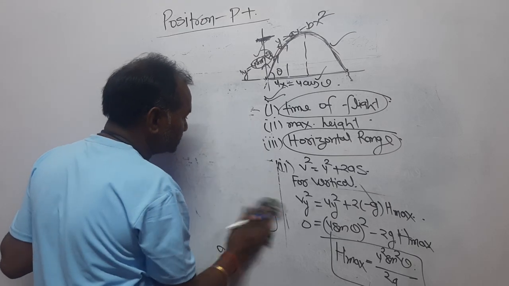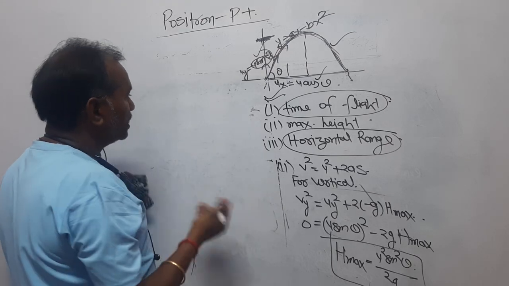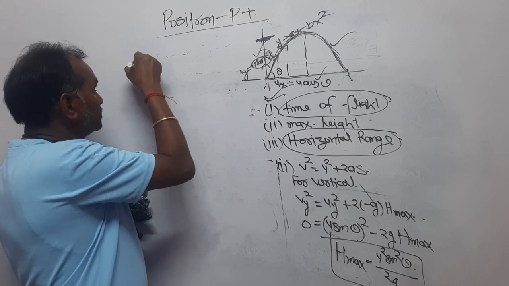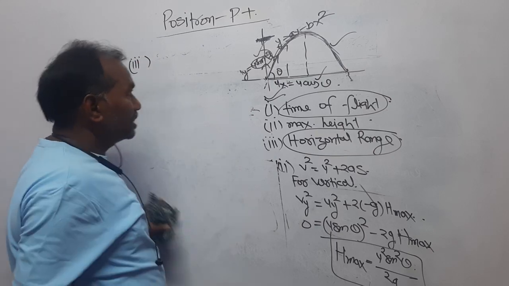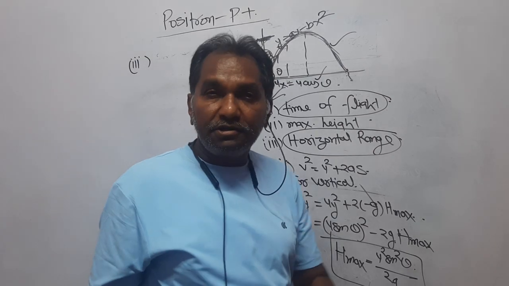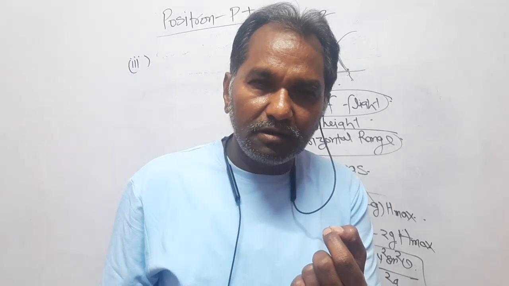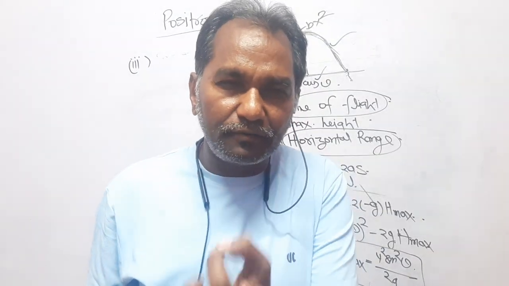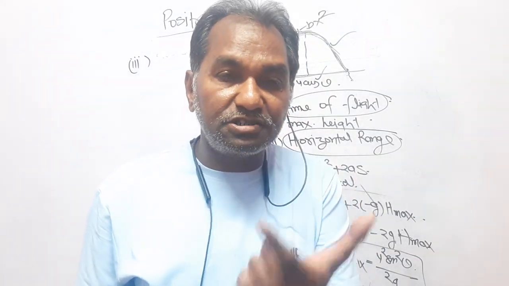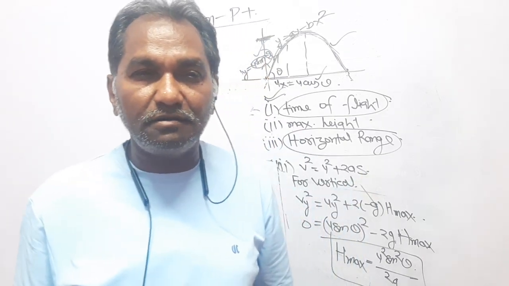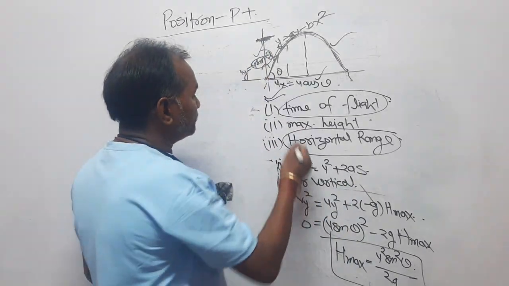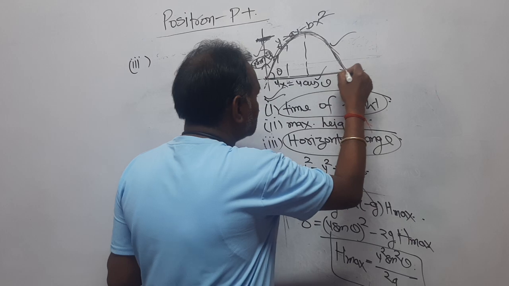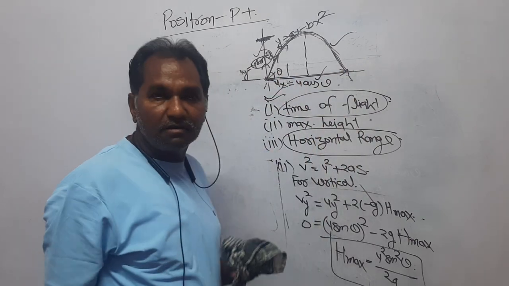I'm just erasing this one. Third one is the horizontal range. Look here. During the time of flight, the horizontal distance covered is called the horizontal range. In the time of flight, the body travels this much horizontal distance, right?